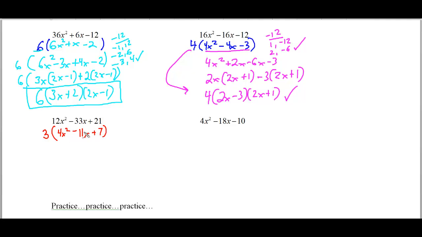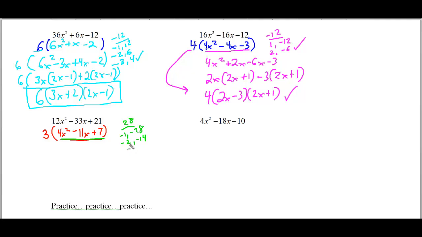Now I'm going to focus just on this trinomial right there, and multiply the 4 and the 7. 4 and 7, that makes 28. So let me list factors of 28. And I'm trying to get a negative 11. So negative 1 and negative 28 don't make negative 11. Negative 2 and negative 14 do not make a negative 11.